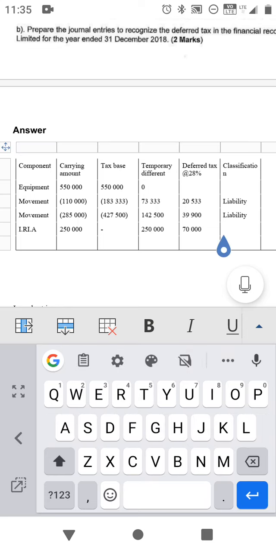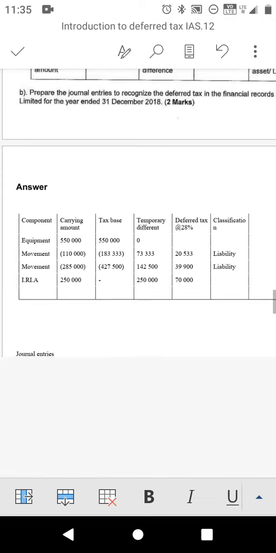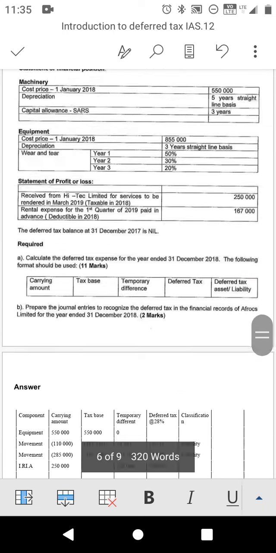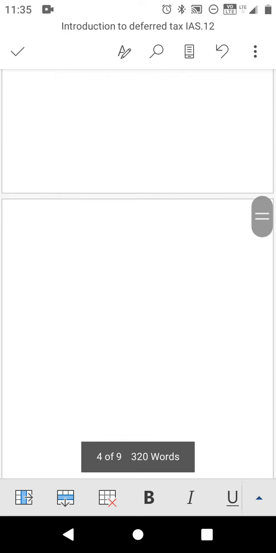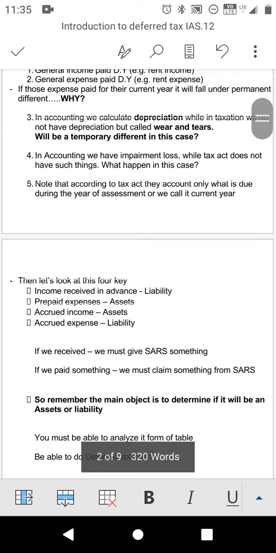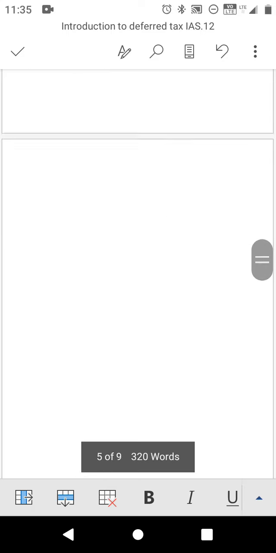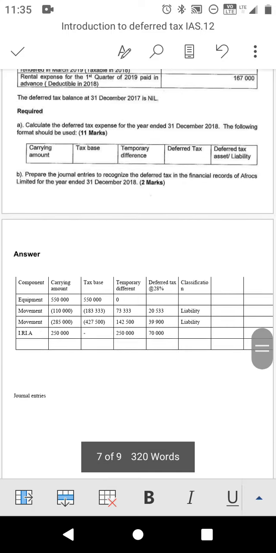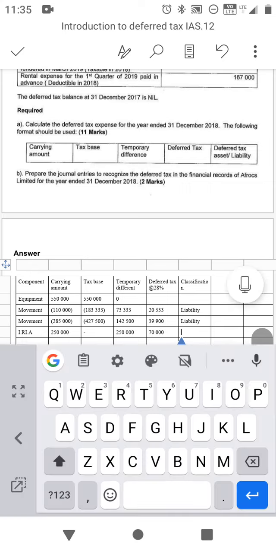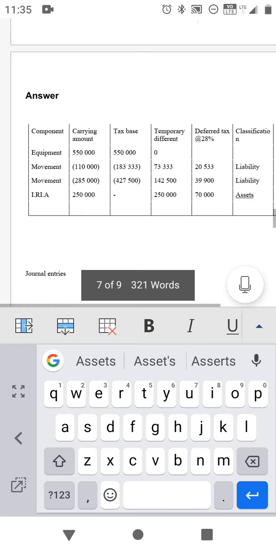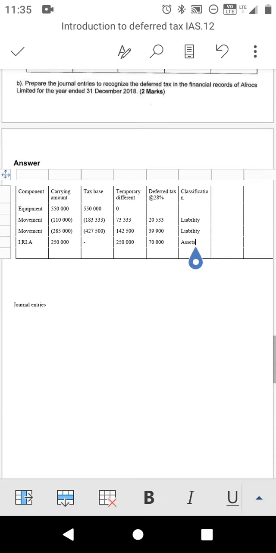70,000. Now the category, is it an asset? Is it a liability? We are dealing with income received in advance. Let's go back here. In a normal transaction, income received in advance is a liability. Simply means that when we go to deferred tax, it will be an asset. Simple as that. If you use this principle, you will never go wrong.